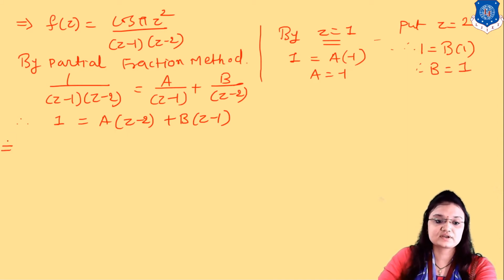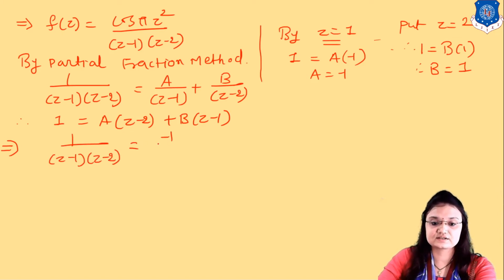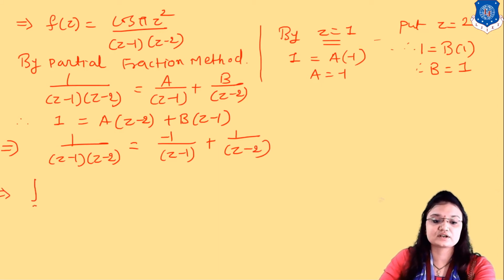Now we can write 1 upon z minus 1 into z minus 2 like this: a is equal to minus 1, so this will be minus 1 upon z minus 1, and this will become 1 upon z minus 2. So now our integration we can write like this: cos pi z square into dz upon z minus 1 into z minus 2.